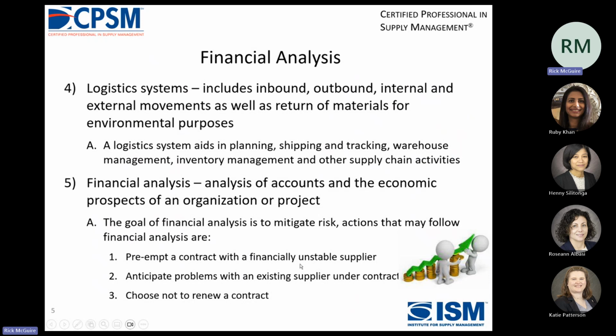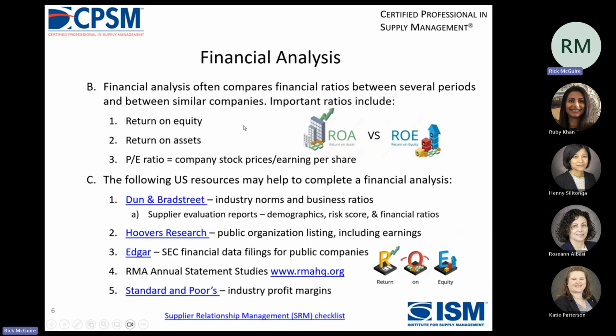Some of our longtime suppliers will become financially unstable, but we'll still stick with them for a while. Anticipate problems with existing suppliers under contract and choose not to renew a contract because they're in such financial hurt. So if the company folds, you're going to have to do a scramble to find somebody to build the parts. Often compares financial ratios between several companies or an industry. You know, things like return on equity, return on assets, PE ratio. We'll study more of this in section F.